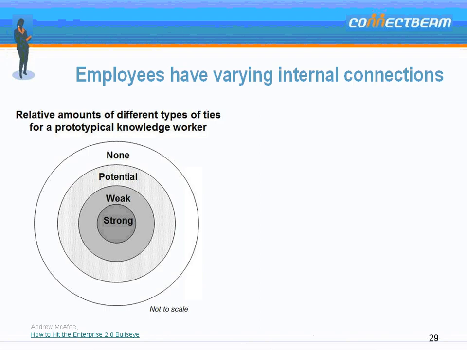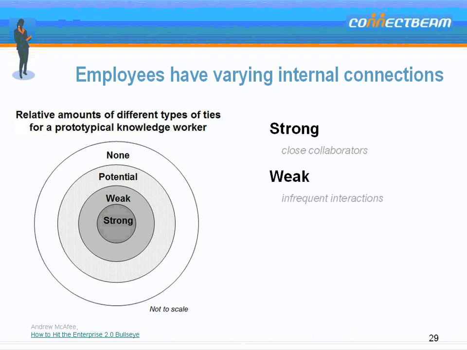Now, employees have varying internal connections from a social network perspective. This graphic by Harvard professor Andrew McAfee segments the connections of workers inside organizations. Strong. These are your close collaborators. These are the folks you would probably, off the top of your head, turn to if you had a question about things. They're the ones you work with regularly, and form probably the strongest bonds inside organizations.